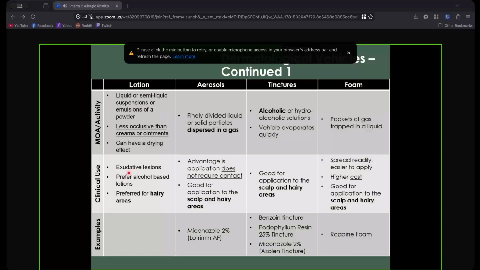So your lotions, if something is oozing, right? That's your exudative. If something is oozing, I want to, because I can have that drying effect, use lotion.